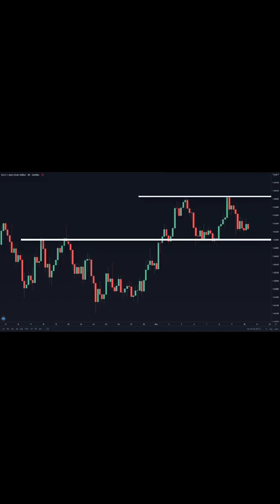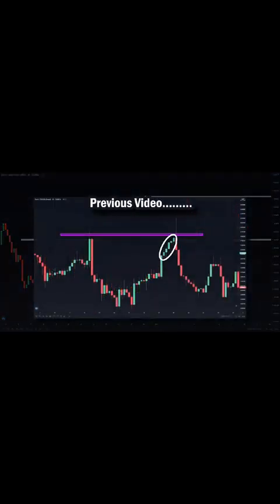Now, notice that by only drawing the lines that actually matter and ignoring the ones that don't, it makes your chart seem a lot smoother. And if you want a more in-depth explanation about the entries and exit strategies that you can use with support and resistance, you can check out my previous video.